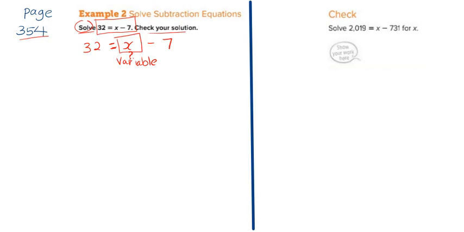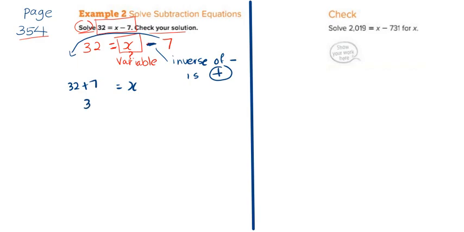Sometimes it does get confusing. So what you're going to do is, whenever we have a subtraction in the equation, we're going to use the inverse operation. Because it's subtraction, we know that the inverse of subtraction is plus. So we're going to use addition. We're going to take the 7 across to the other side and add it, so that x is equal to 32 plus the 7, giving us 39.